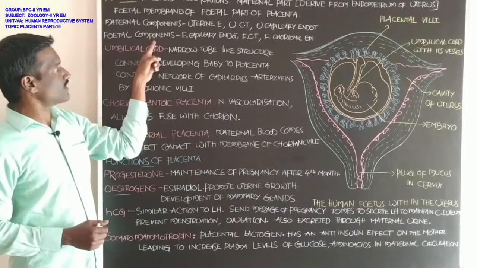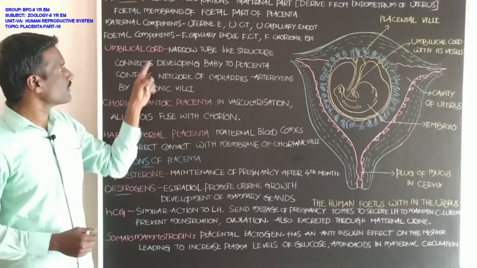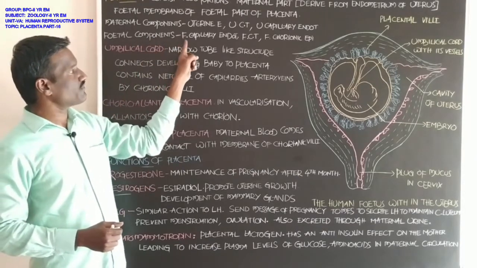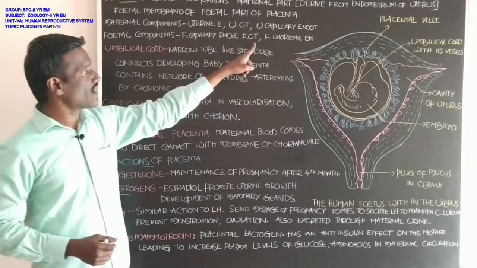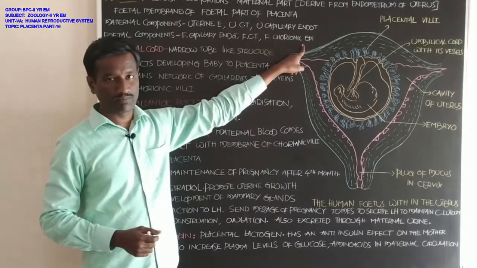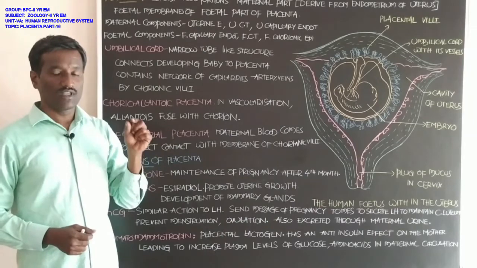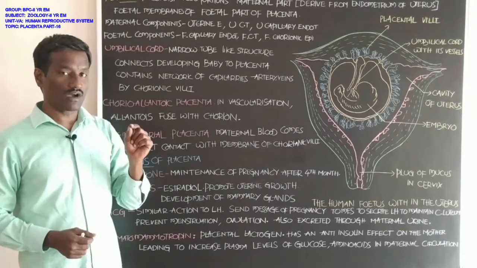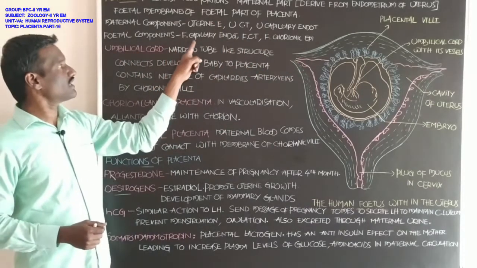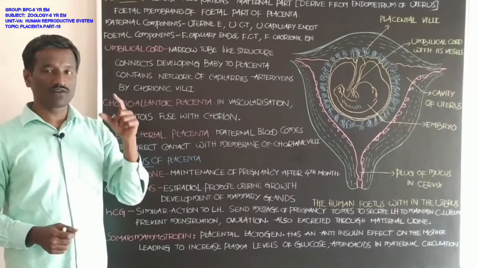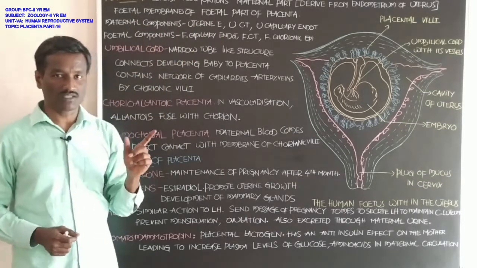Next, the fetal components. Which are the fetal components in the formation of the placenta? Fetal capillary endothelium, fetal connective tissue, and fetal chorionic epithelium. Chorion is one of the fetal membranes, and the epithelium present in the chorion is the fetal chorionic epithelium. These three are the fetal components that form the fetal part of the placenta.